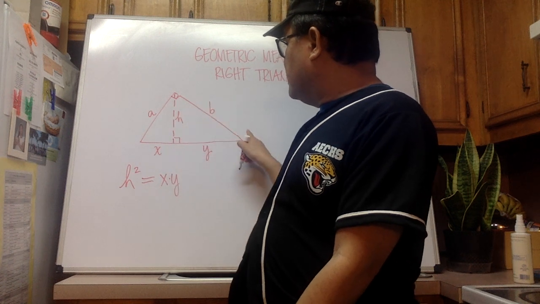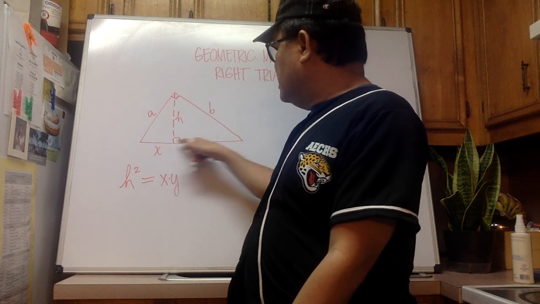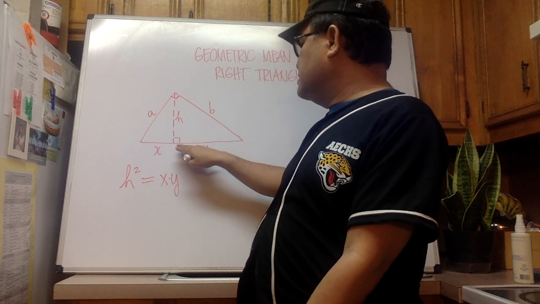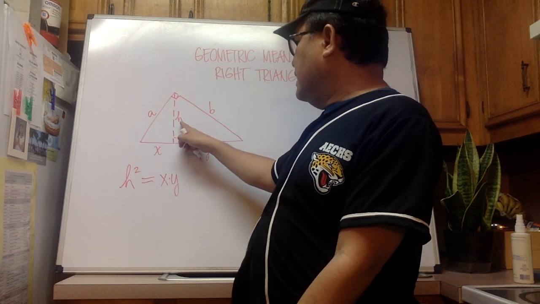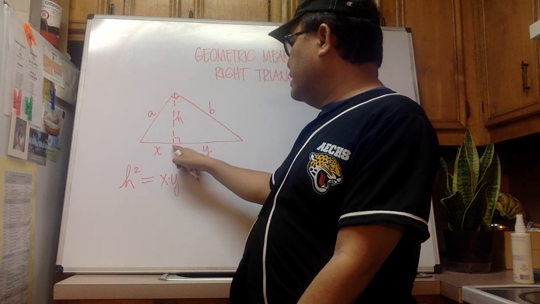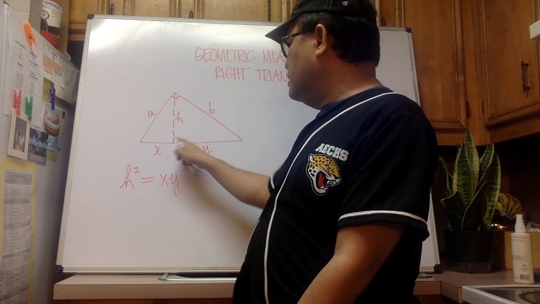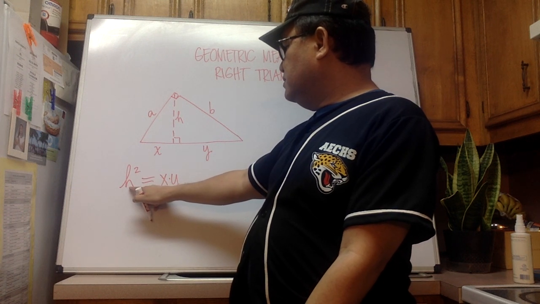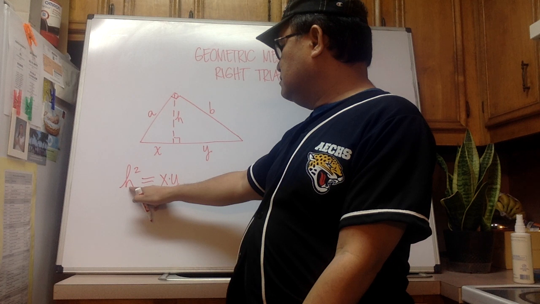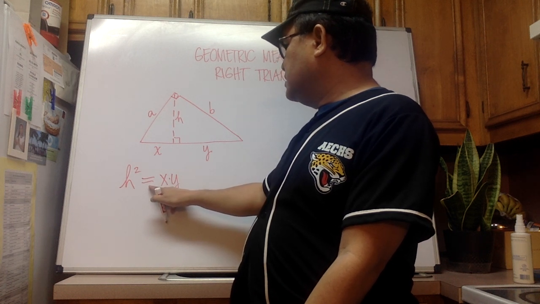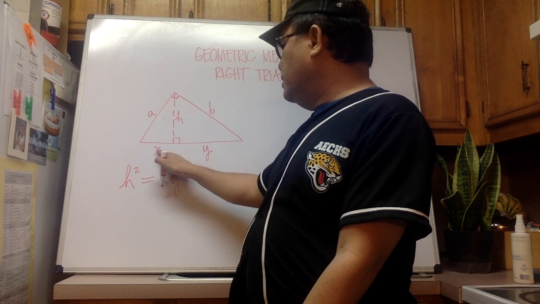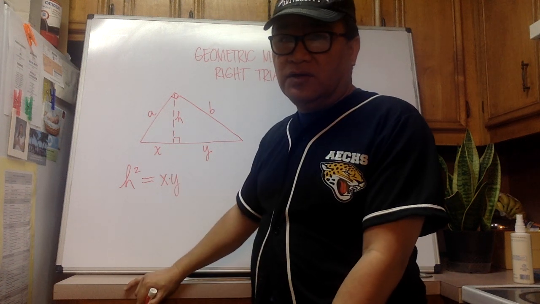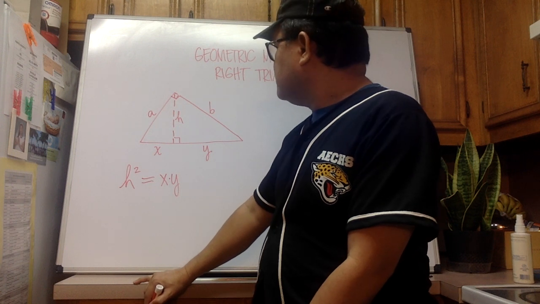Remember, if this is a right triangle, this one here at the bottom is the longest side, so this must be the hypotenuse, and the altitude here breaks it into two smaller segments. Well, the square of the altitude is equal to the product of the two parts of the hypotenuse. This is one of the formulas that I gave you last week.